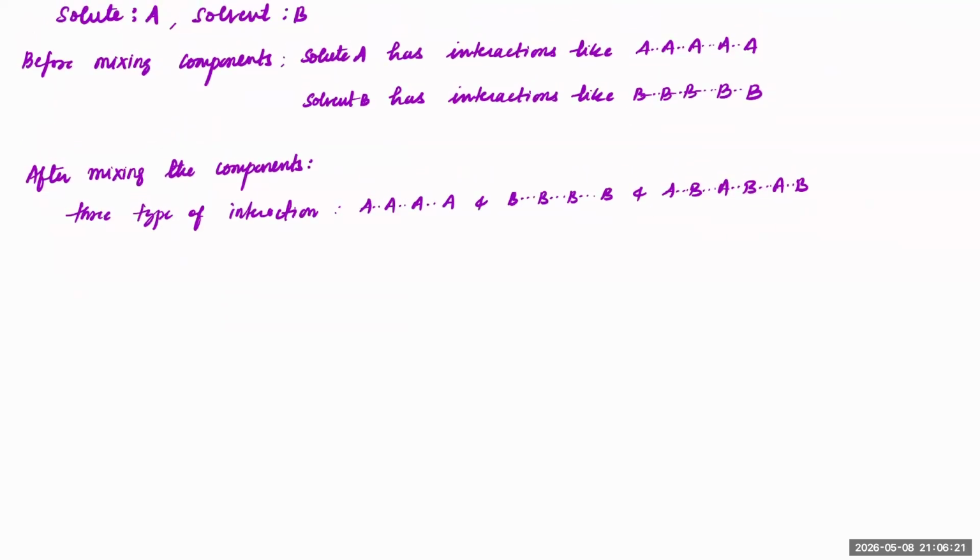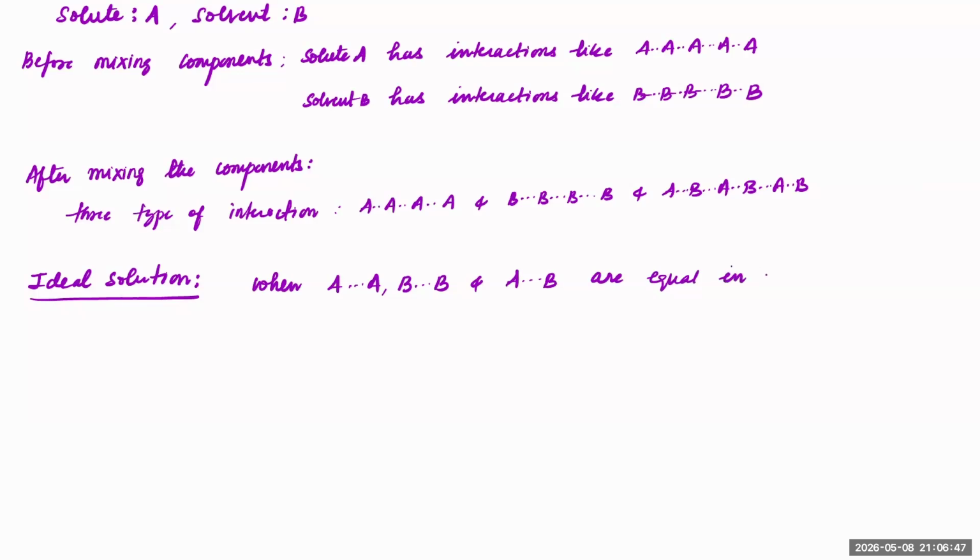Got it? Now let me put you through a definition called ideal solution. Ideal solution is the one when AA type of interactions, BB type of interactions and AB type of interactions are equal in magnitude. So that means whatever the force of attraction which AA has, BB has, and AB has, all should be same.